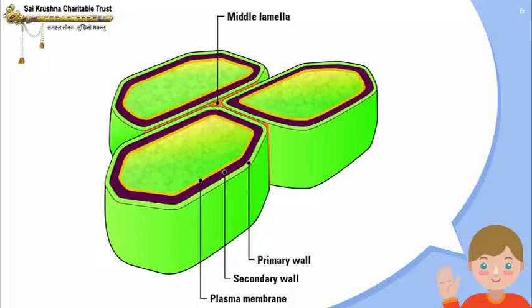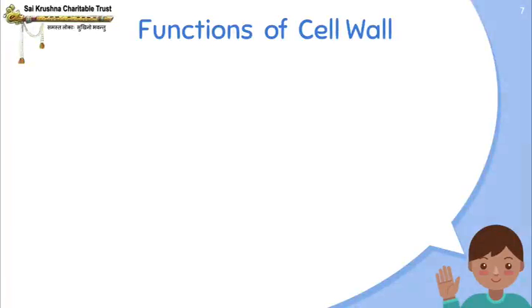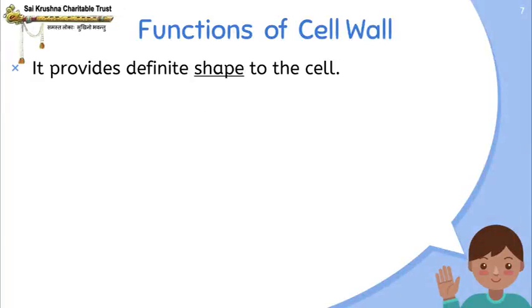Okay, students? So, what are the functions of cell wall? We learnt about the structure of cell wall. We learnt that it is made up of a substance known as cellulose, and we learnt that it is non-living, and we learnt that it is found only in plant cells. Now let us look at some of the functions of cell wall. It provides a definite shape to the cell.